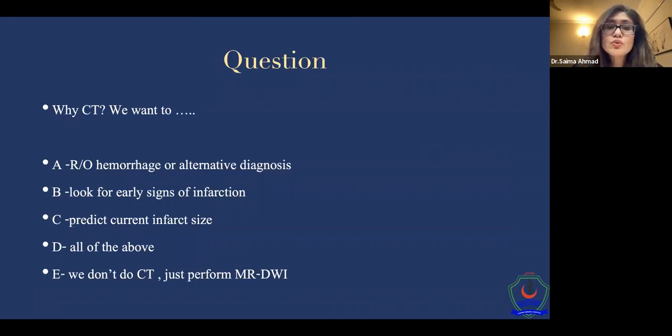Option A is to rule out hemorrhage or an alternative diagnosis, to look for the early signs of infarction, to predict the current infarct size, all of the above, or we don't do CT and just perform the MR DWI. So I think in this question, D is the answer: all of the above are reasons for which we need the CT in acute stroke imaging.